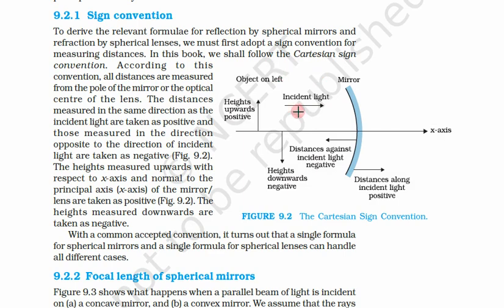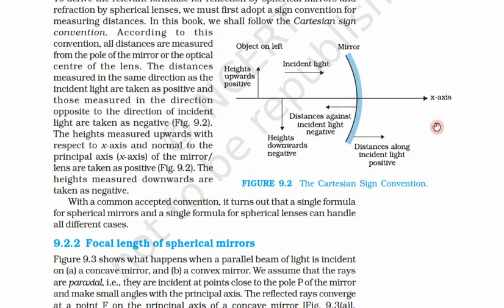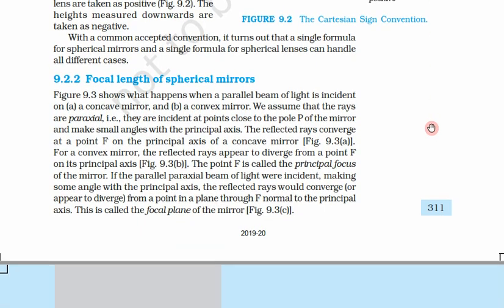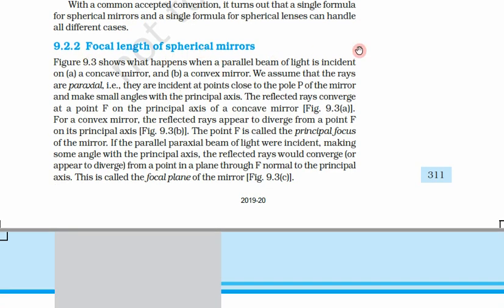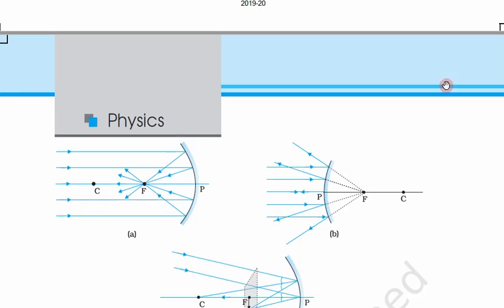Now after understanding pole, optical center, incident light, tangent, normal and all other things, let us try to understand what the focal length of spherical mirrors is. So now we are going to learn about the focal length. Figure 9.3 shows what happens when a parallel beam of light is incident on a concave mirror or a convex mirror. So let us see the figure, then we will understand it better.